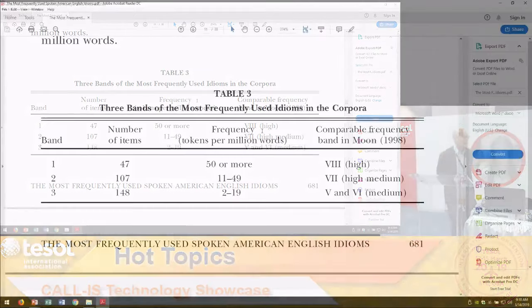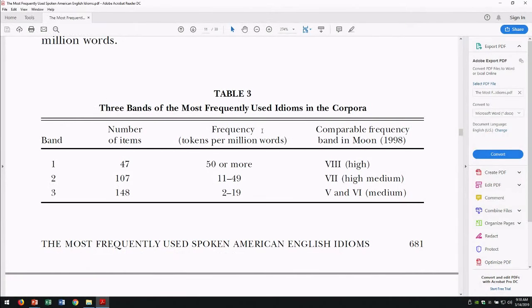So his final list had 3 different bands. Band 1 are the idioms that occur most frequently in American spoken English. These are used 50 or more times within 1 million words in the corpus, which is actually a very high frequency, 50 occurrences in 1 million words.